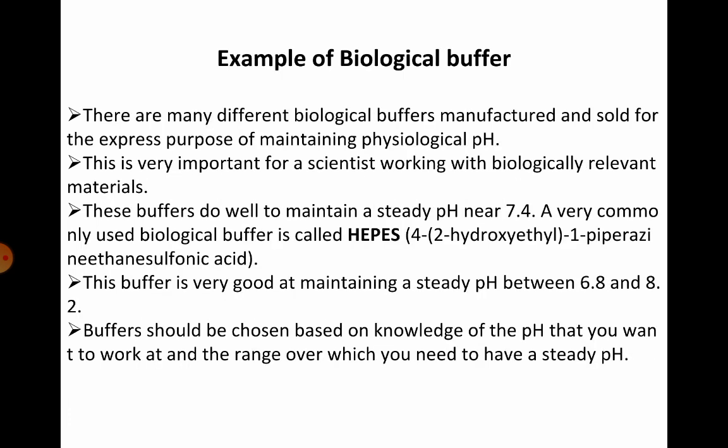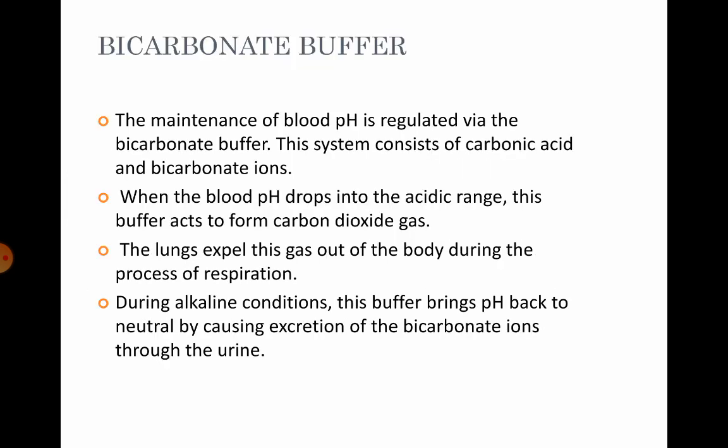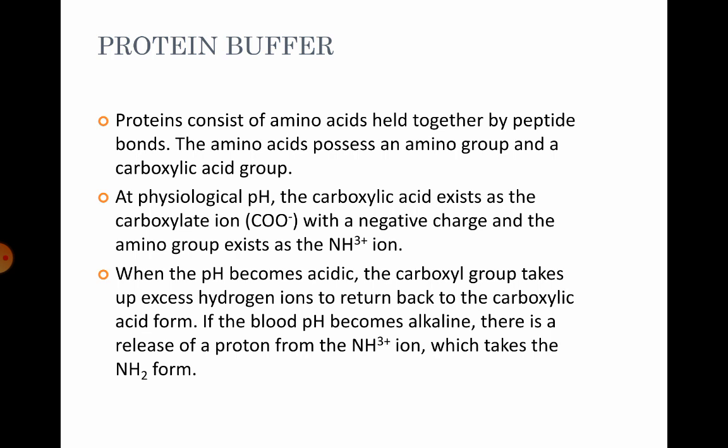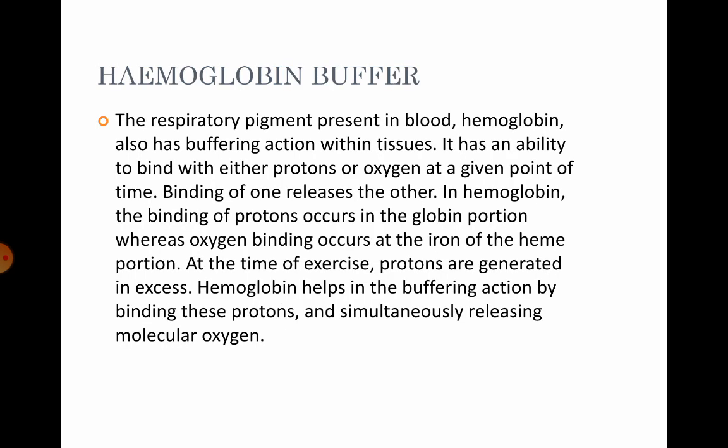So there are many such examples, like we have HEPES buffer. This is used to maintain a steady pH between 6.8 and 8.2. Bicarbonate buffer. The maintenance of blood pH is regulated via the bicarbonate buffer. And the phosphate buffer, which we use widely in molecular biology. Protein buffer and hemoglobin buffer.